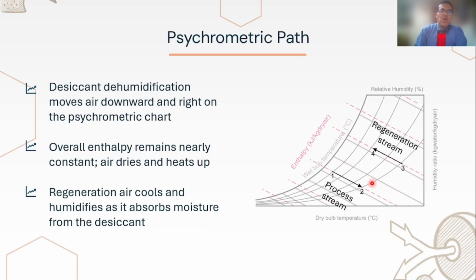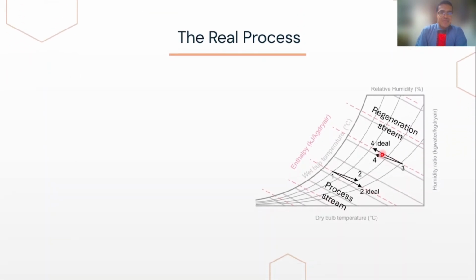Now let's look at the regeneration stream. It begins at state 3 with hot dry air. As this air passes through the desiccant, it picks up moisture and becomes cooler and more humid, ending at state 4. This step is essential for removing water from the desiccant and restoring its drying capability.